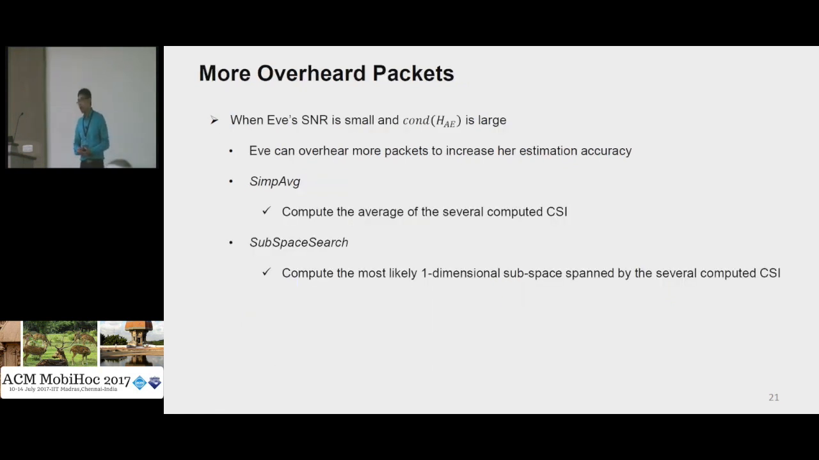However, if Eve is in one of these unfavorable places, where the signal SNR is small but the condition number is large, she can increase her estimation accuracy by overhearing multiple incoming transmissions and combining several computed CSI together. Specifically, in the experiment, we consider two different methods to combine the computed CSI. The first method is called simple average, which simply calculates the average of the several computed CSI, while the second method is called subspace search. Here we try to compute the most likely one-dimensional subspace that is spanned by all these several computed CSI.